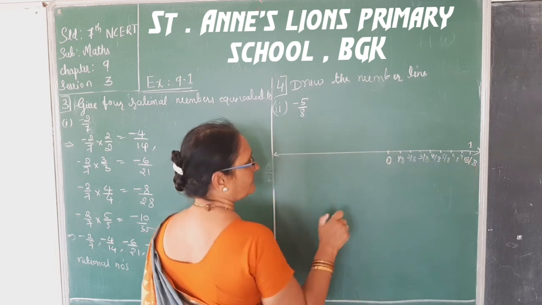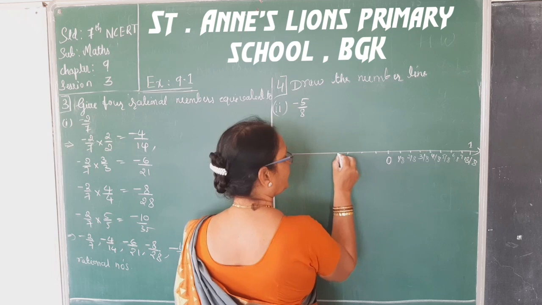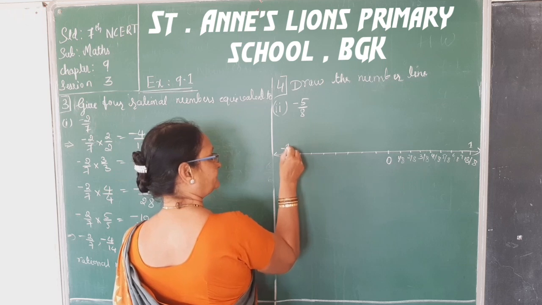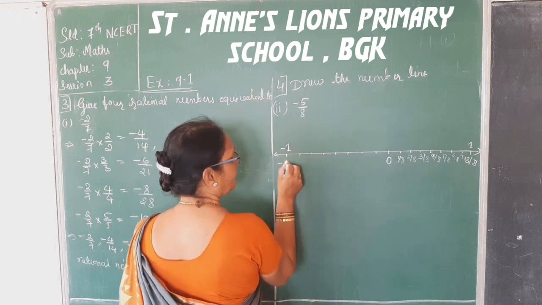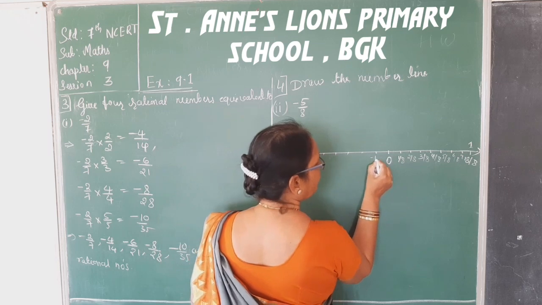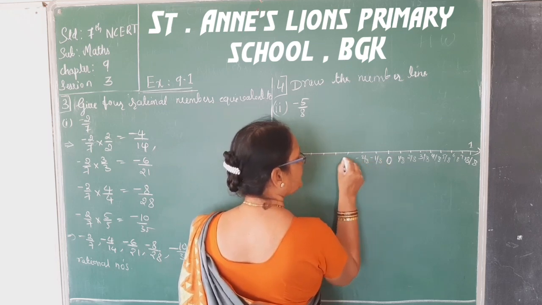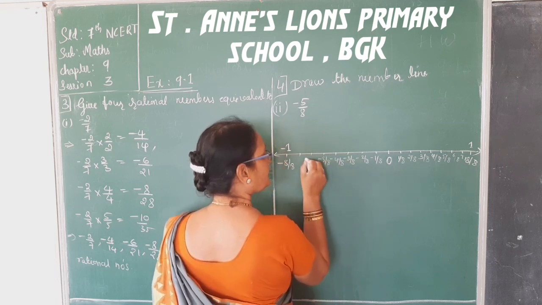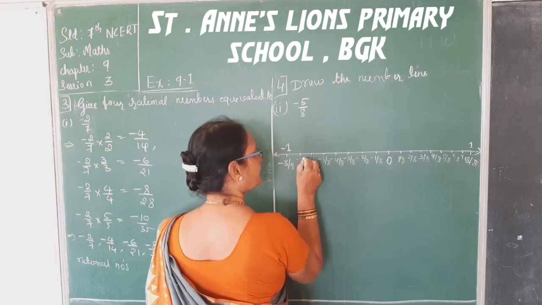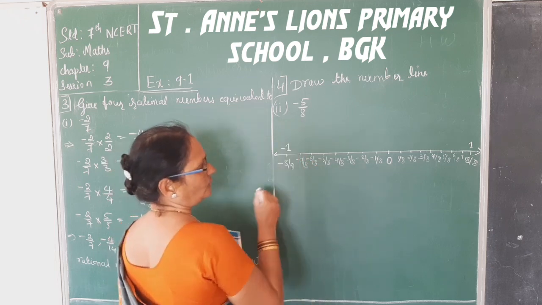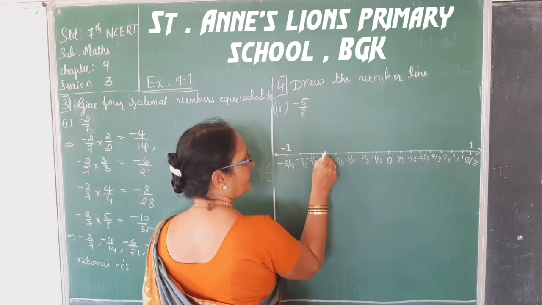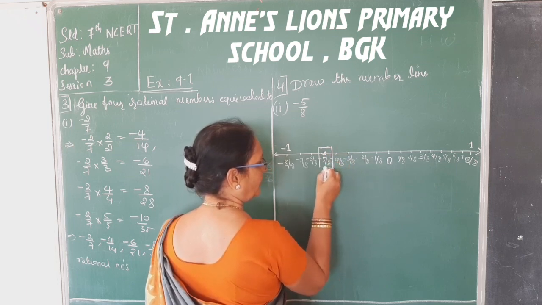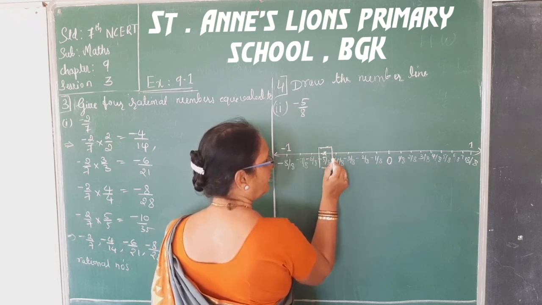The same way we will come to this side. 1, 2, 3, 4, 5, 6, 7, 8. Okay, this is nothing but minus 1. Minus 1 means here it is minus 8 by 8. So here minus 1 by 8, minus 2 by 8, minus 3 by 8, minus 4 by 8, minus 5 by 8, minus 6 by 8, minus 7 by 8. Now we have to look at minus 5 by 8. Where is that? See, this is minus 5 by 8. So we have located minus 5 by 8 on the number line.